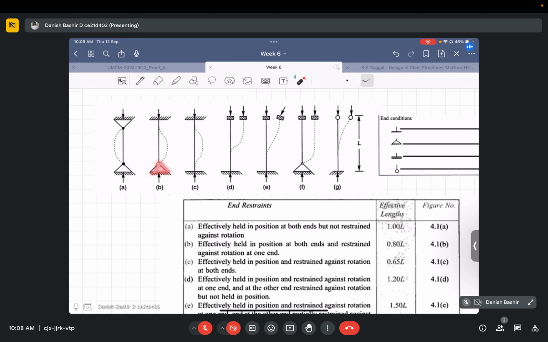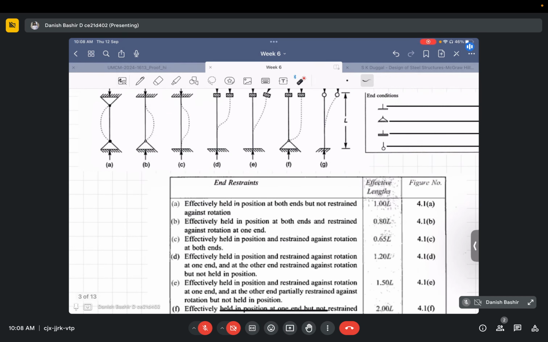When it is held in position and rotation from one side, and held in position but free in rotation on the other side, like pin from this side and fixed from the other side, then the effective length comes out to be 0.8L, in figure B. The third case is when it is fixed from both sides, where we get an effective length of 0.65L. That is, 65% of the total length of the column is its effective length.